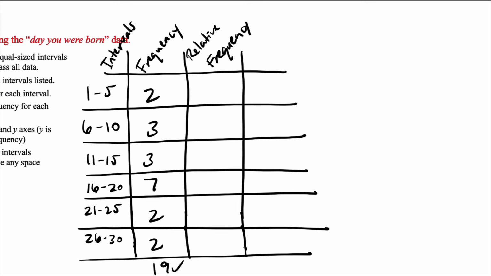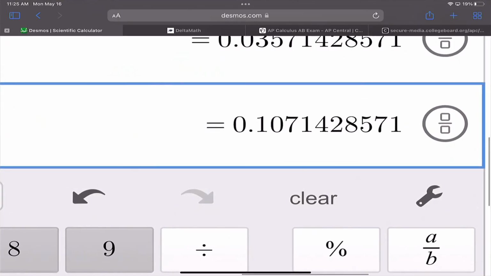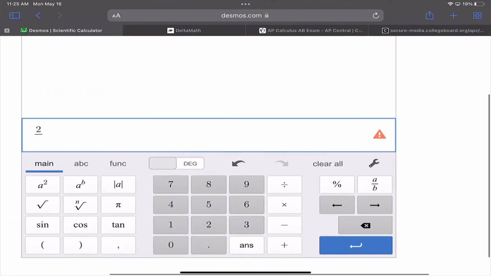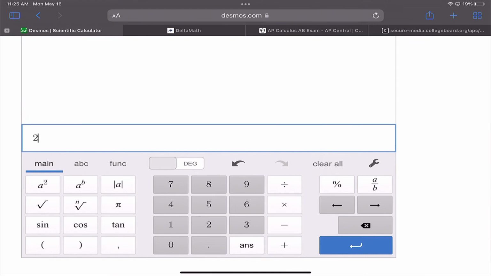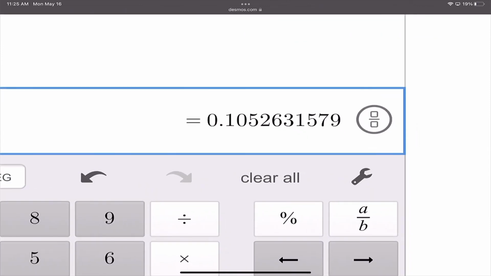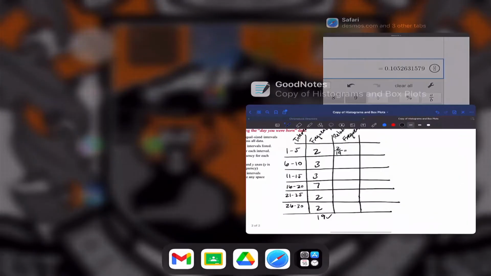So let's do the first one. The first one is 2. I'm going to divide it by 19. It's going to be a decimal. I'm going to go 3 places. So 2 divided by 19, and I get a decimal here. I'm going to go 3 places past the decimal. So 1, 0, 5. The 2 behind it says stay. So I'm going to write down on my paper 0.105. Okay, 0.105.